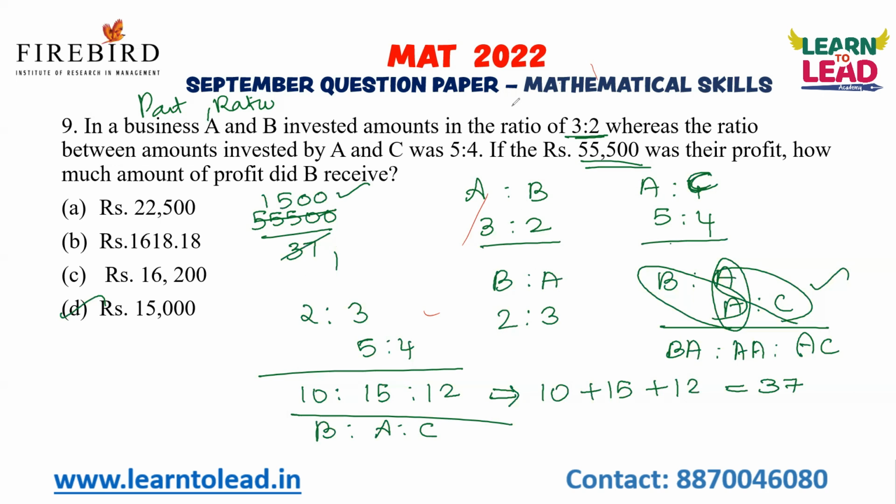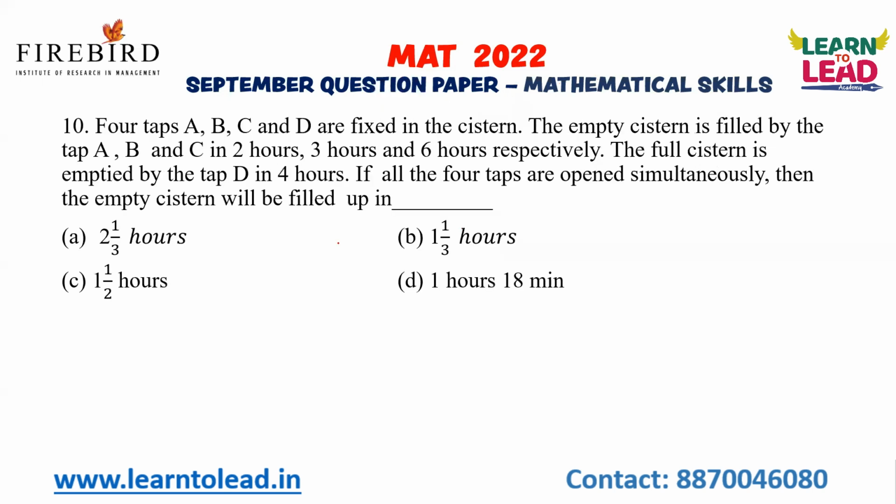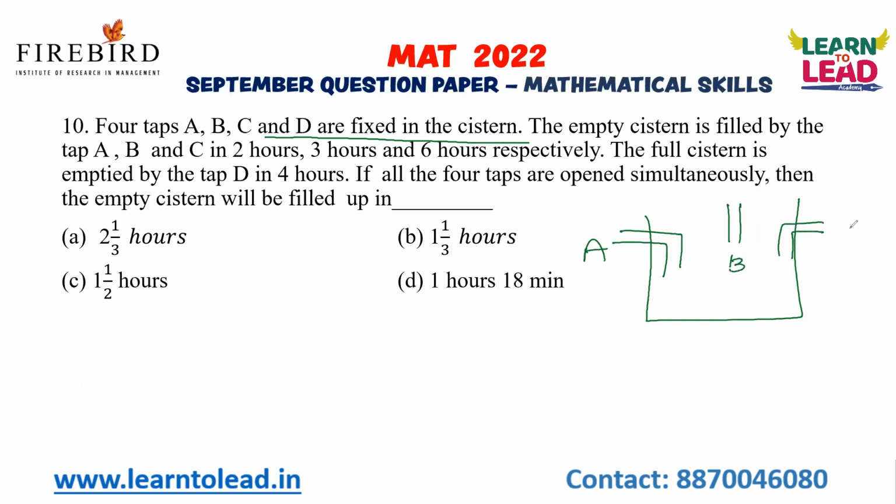Okay, now we'll move to the next question. 4 taps A, B, C, and D are fixed in the system. It is a problem based on time and work. So I'm fixing 4 taps. The empty system is filled by 3 taps. Let us consider the A tap, B tap, and C tap.